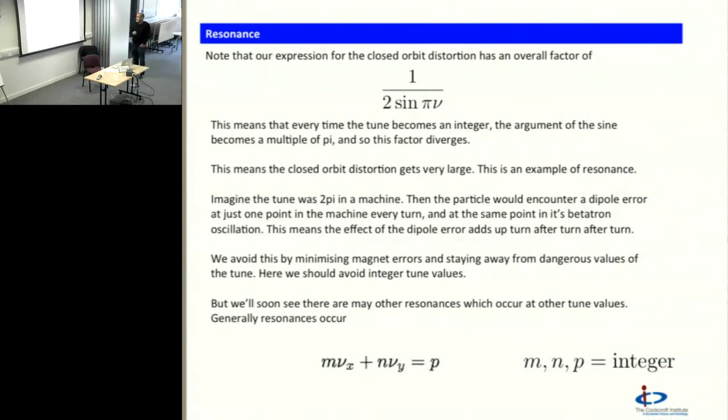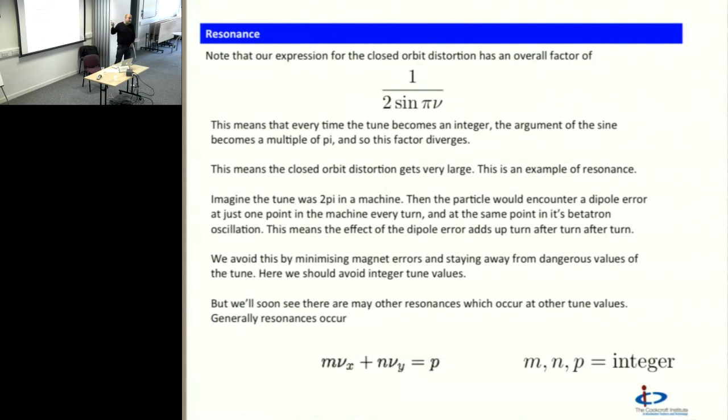So we never design accelerators to have an integer tune, because even a single dipole error, I'd lose the beam straight away. So the tune choice is critical to do with tolerance to misalignments. So we've learned from here, to minimize sensitivity to magnet errors, we should stay away from bad values of the machine tune. Here, an integer is bad. 2 pi, 4 pi, 6 pi, 8 pi. So that's what we learned.